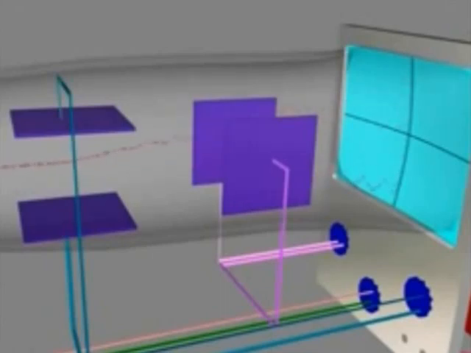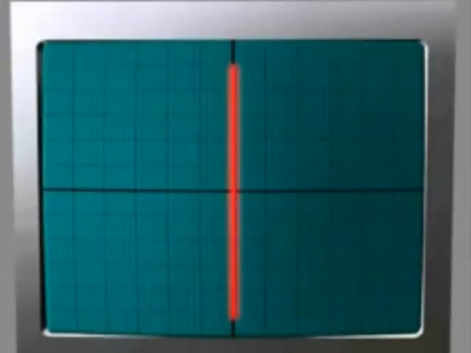If the frequency is high enough, a vertical line is observed rather than a moving spot due to persistence of vision. Since the plates cause deflection in vertical direction, they are called Y plates.